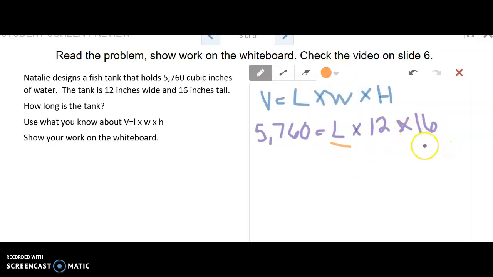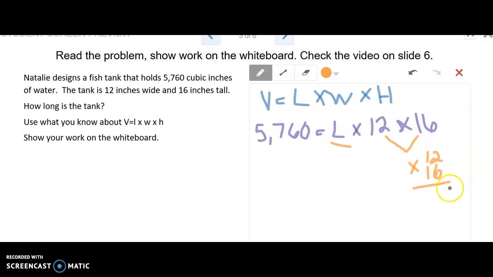Now, what I'm going to do is multiply what I do know together, and then I'm going to divide my 5,760 by this product because it's going to give me whatever needs to be left over, the length. So let's multiply 12 times 16, okay? I'm going to write this out and do some long multiplication.